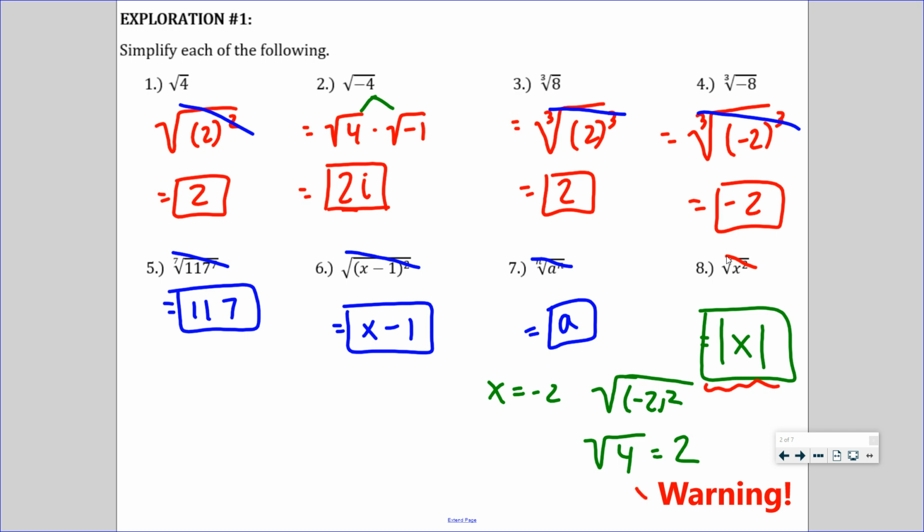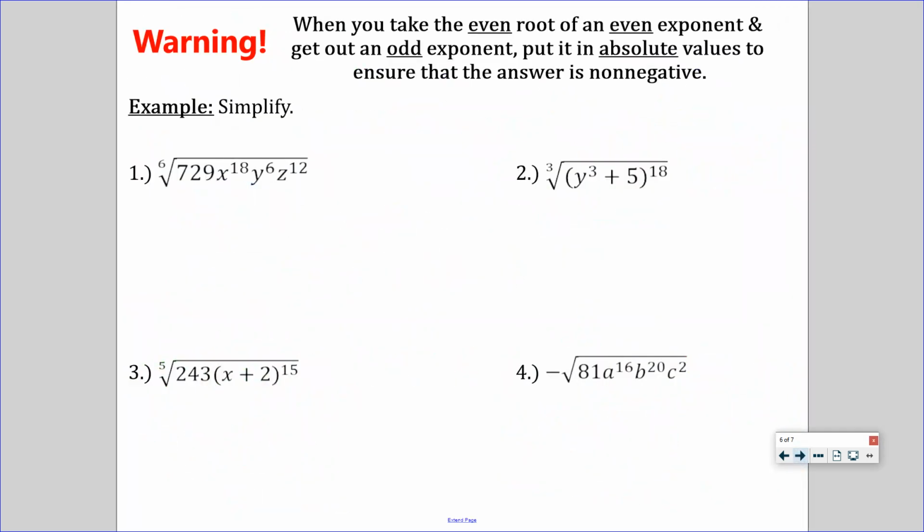So here's where my warning came back. When you take the even root of an exponent that's even and the answer comes out as an odd power, an odd exponent, then you need to put the absolute value bars in. I would say even, odd, absolute values, a little saying to remember that. Let's take a look at one of these as an example. You only have to worry about this with even roots, because with odd roots, we can have negatives that come out.